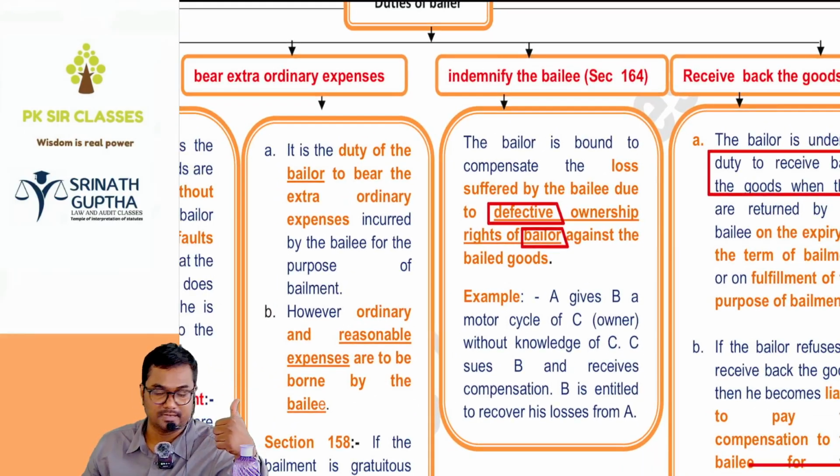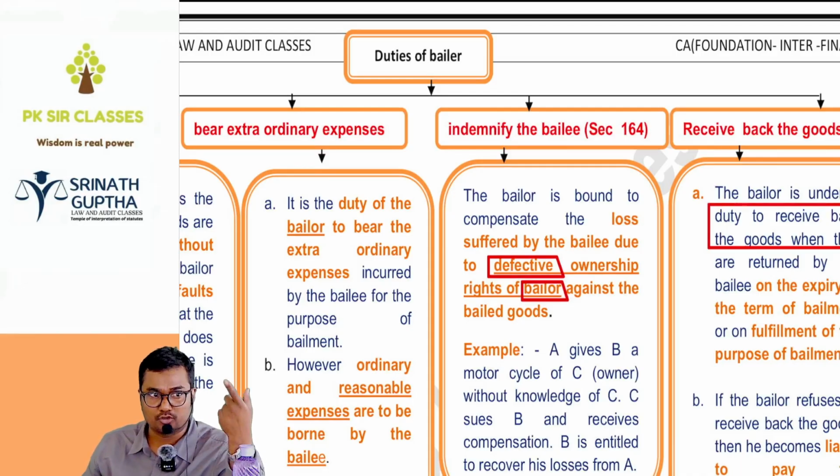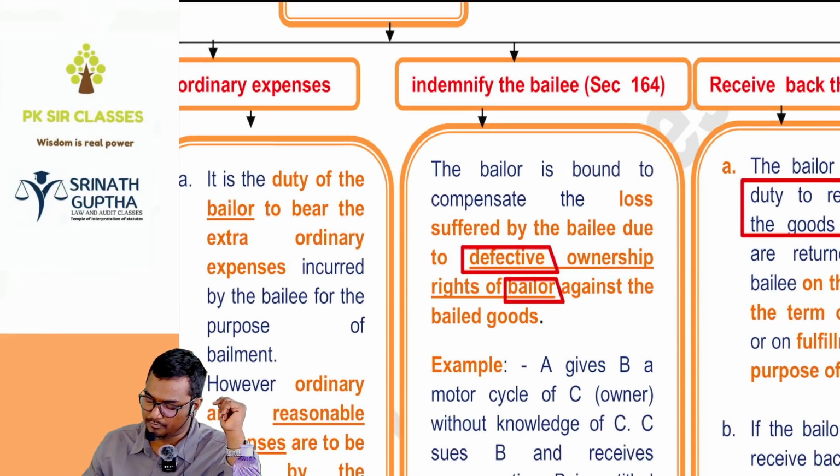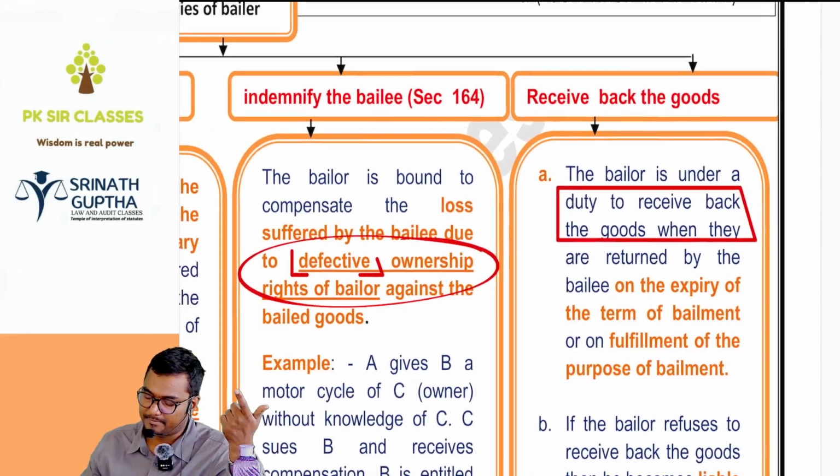Next, indemnify the Bailee. It is a duty of the Bailor. If Bailee suffers any loss because of my defective title, who is liable? Bailor, defective title. I have to compensate the Bailee. If Bailee suffers loss due to defective title of Bailor, he has to compensate the Bailee.